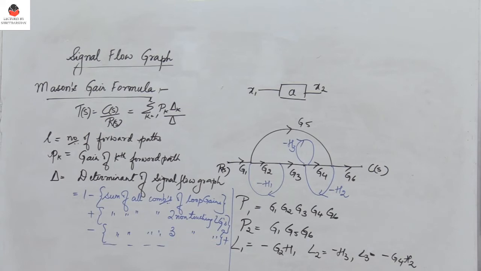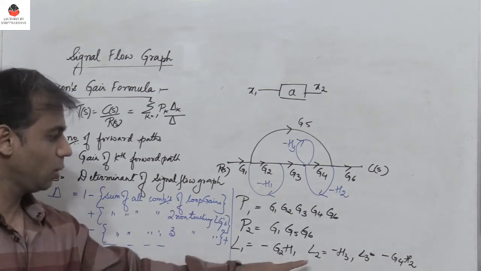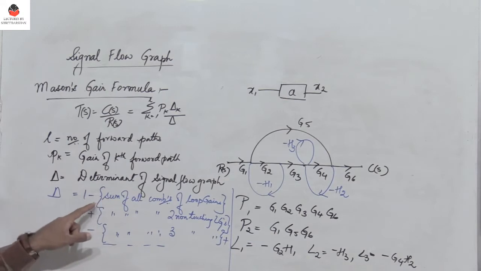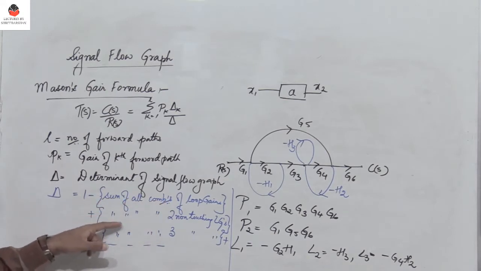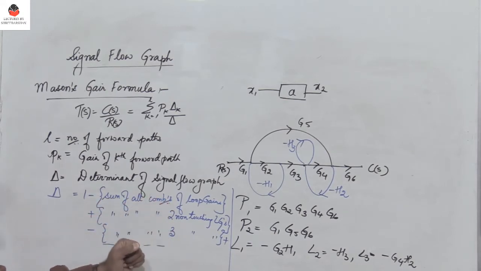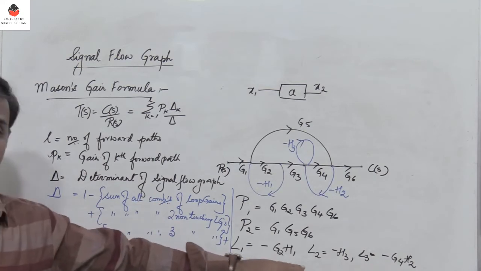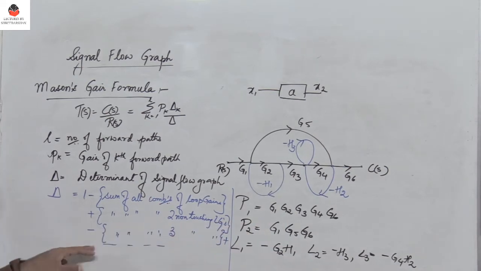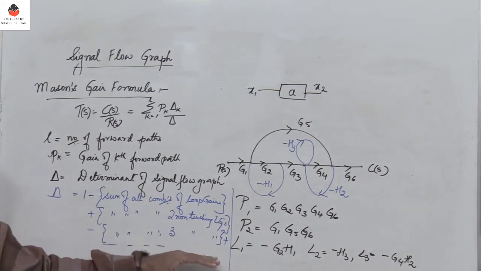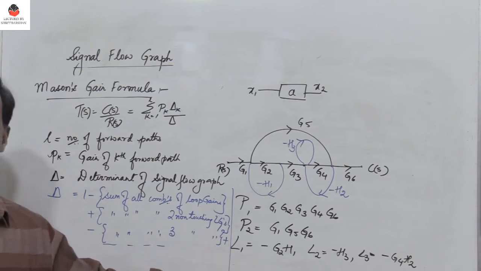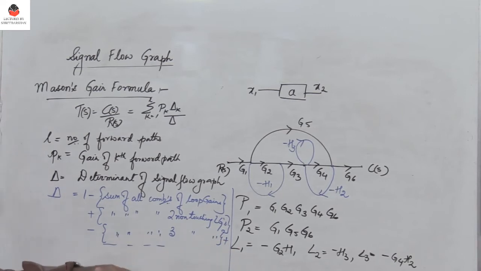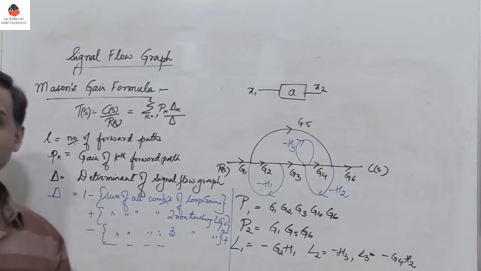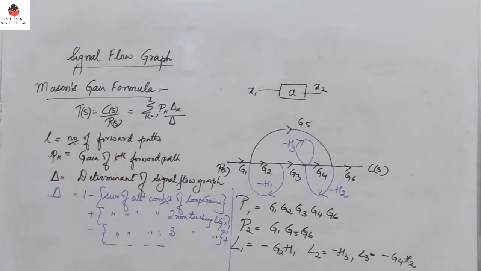Right? So how do you calculate delta? That's going to be 1 minus the sum of all combinations of loop gains, that is L1 plus L2 plus L3. Then plus the sum of all combinations of two non-touching loop gains. We find that there are two non-touching loop gains here, that is L1 L2 and L1 L3. Minus the sum of all possible combinations of three non-touching loop gains. You do not have three non-touching loop gains here, and so on, it goes on. So this is delta. We'll take a problem and see how to find that. It will be much more clear.